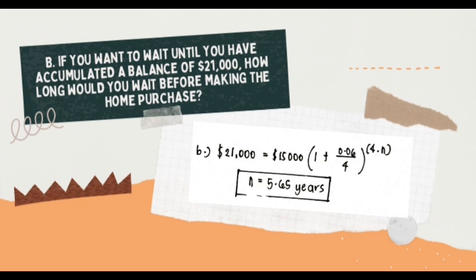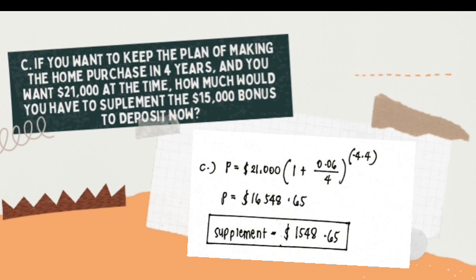And we have 1 plus the interest rate, 0.06 over 4, raised to the power of 4 times n. The interest rate doesn't change, nor does how many times we compound it. What does change is 4 times n. We're trying to solve for n, so the answer is 5.65 years.